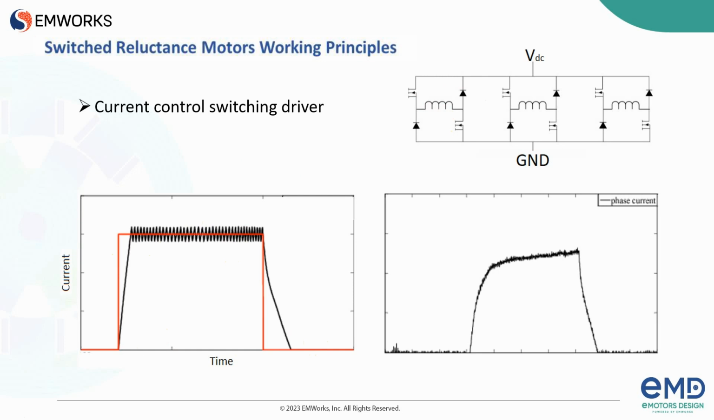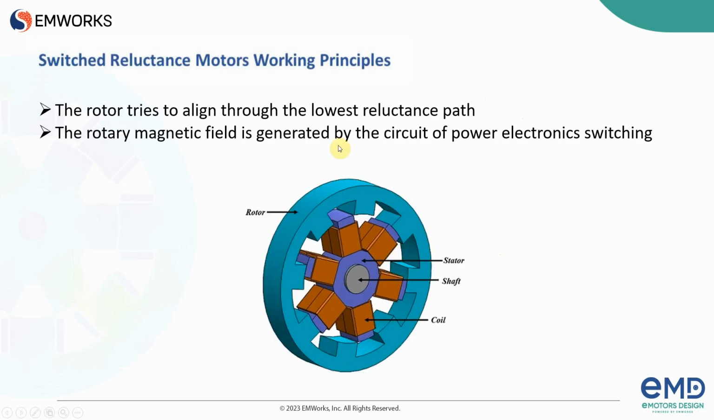A sample of measured current in the phase is like this. We can't reach the ideal waveform, but due to the inductance of the winding, the real waveform of the current will be like this in each phase. And with changing the phase's excitation, the rotary magnetic field happens and the rotor continues its rotating.